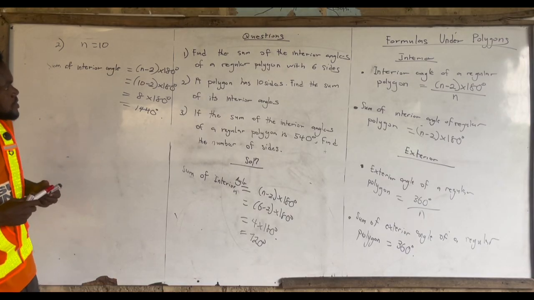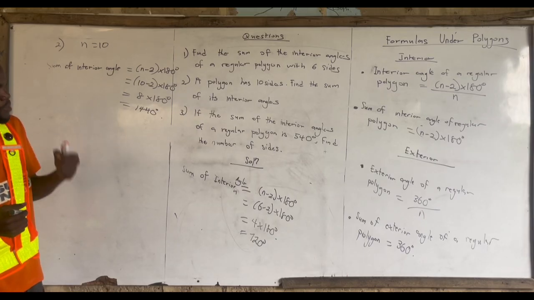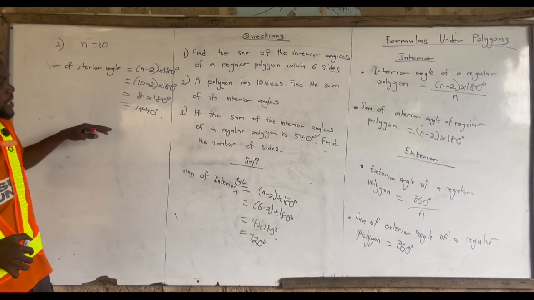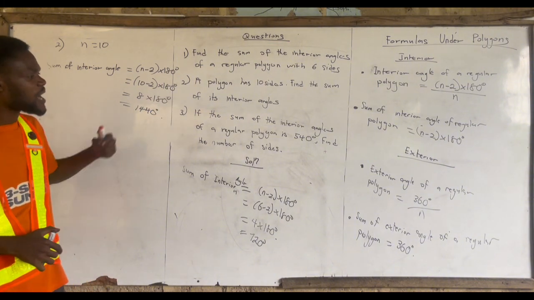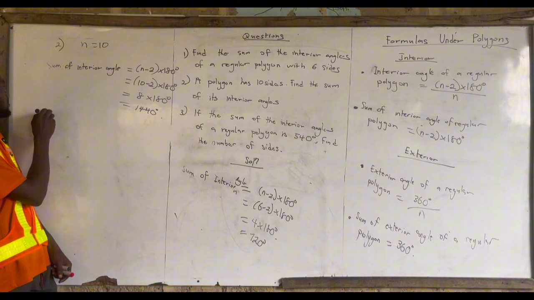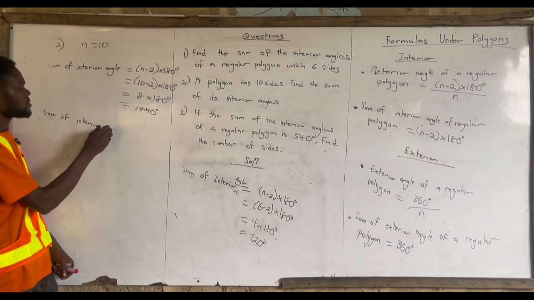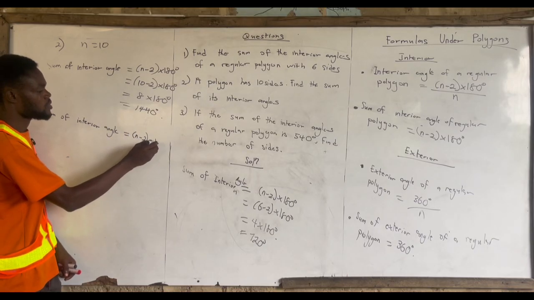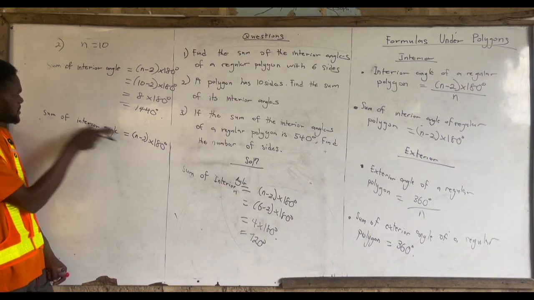Let's try question number 3. If the sum of the interior angles of a regular polygon is 540 degrees, find the number of sides. So right now we're given the sum of the interior angles and they are telling us to find the number of sides. So you quote the formula: sum of interior angles. We know the formula, n minus 2 times 180 degrees.